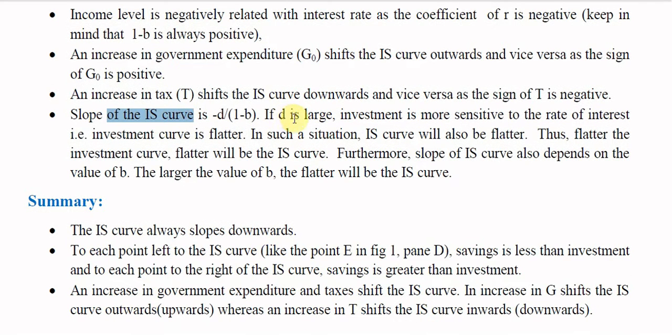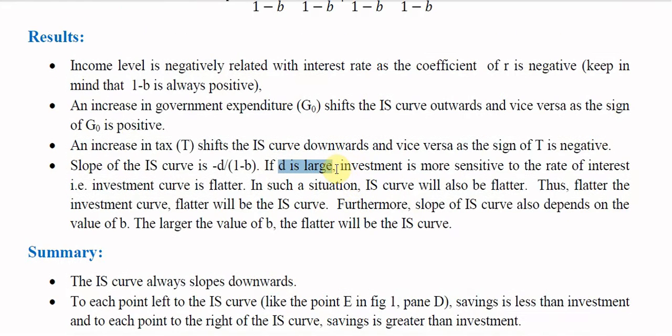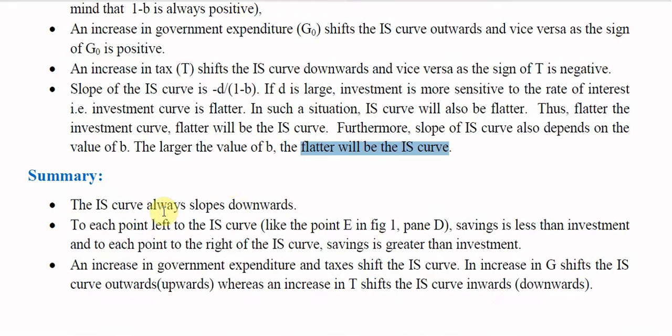The slope of the IS curve indeed depends on the value of D and B. D is the slope of the investment curve. The higher the value of D, the more sensitive is the investment to the interest rate, that is, the investment curve is flatter. In such a situation, the IS curve will also be flatter. Thus, the flatter the investment curve, the flatter will be the IS curve, and the steeper the investment curve, the steeper will be the IS curve. Furthermore, the slope of the IS curve also depends on the value of marginal propensity to consume. The larger the value of MPC, the flatter the IS curve. So in summary, we can say that the IS curve always slopes downwards.